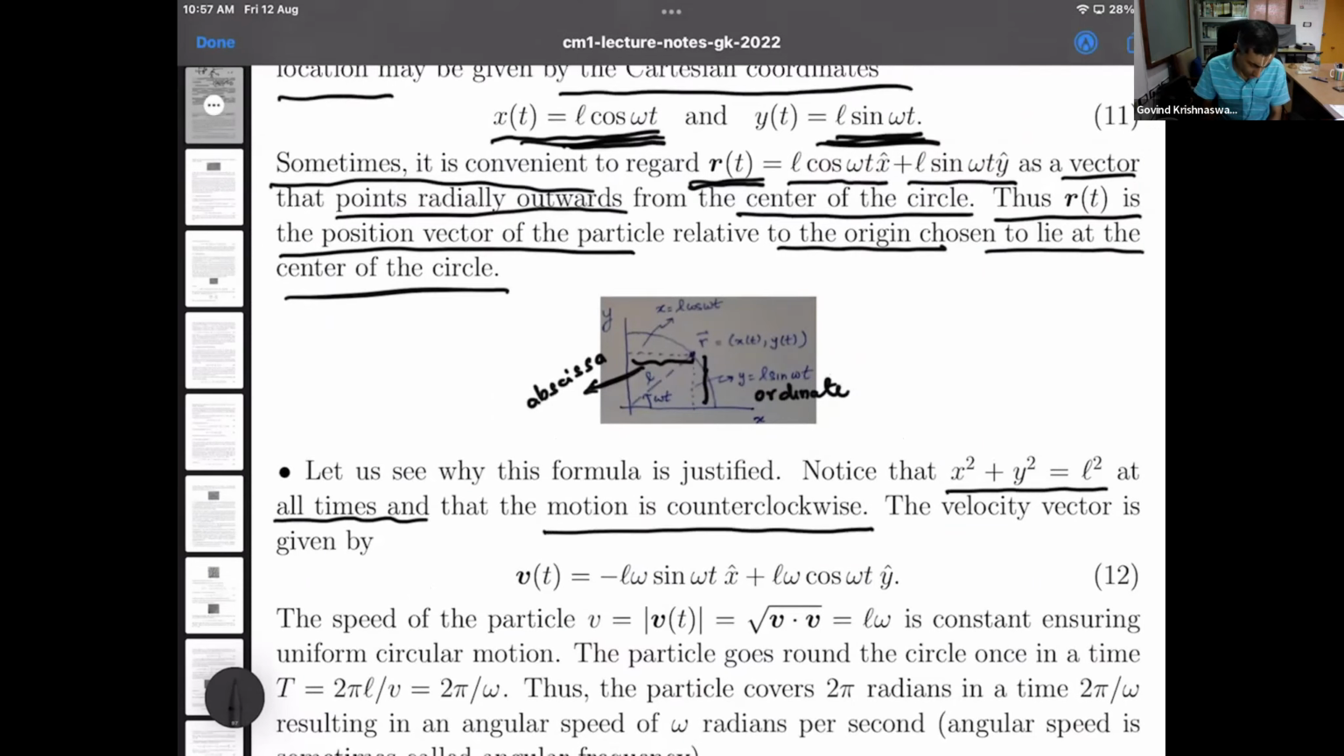The formula encodes that, because if you just start at this point where t is 0 and t increases slightly, you will notice that initially x was equal to L and y was 0. But after a small instant of time, x is going to decrease because the cosine will decrease.